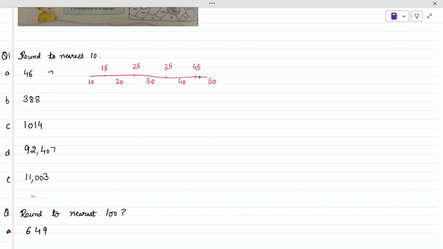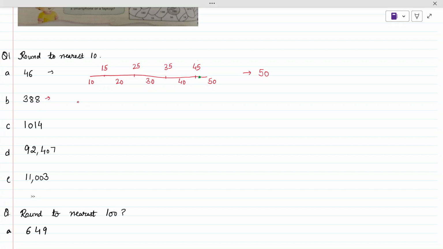In this case, we have 46, which is more than 45. It will go to 50. It is near to 50. So the nearest multiple of this one will be 50. 46 का nearest multiple होगा 50. Right? Next one is 388.